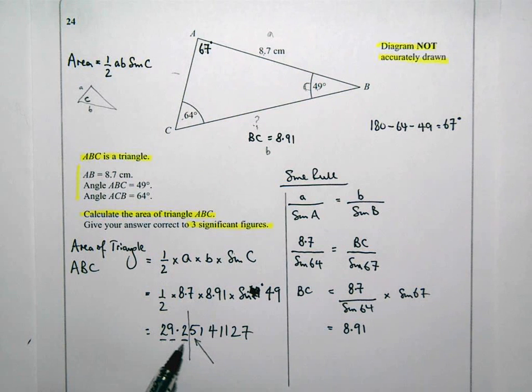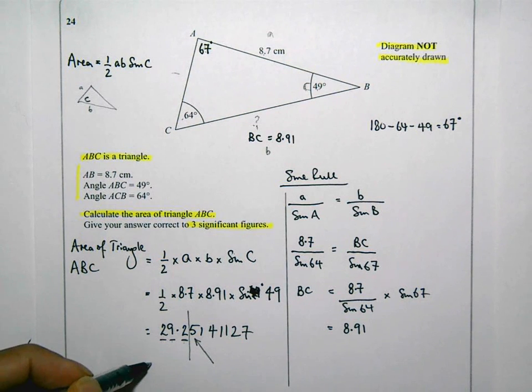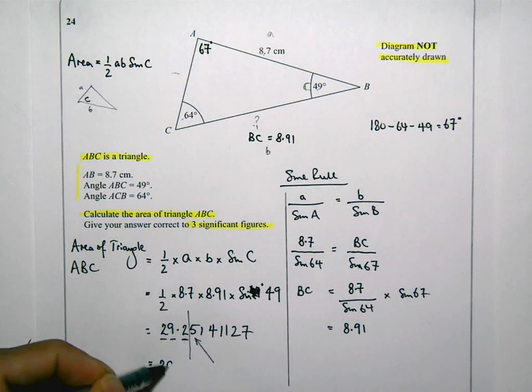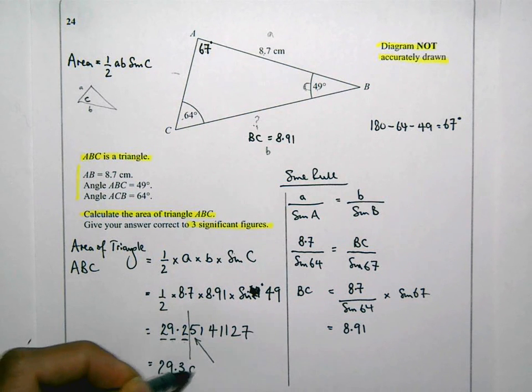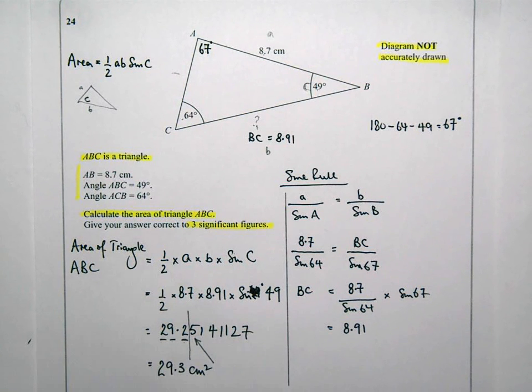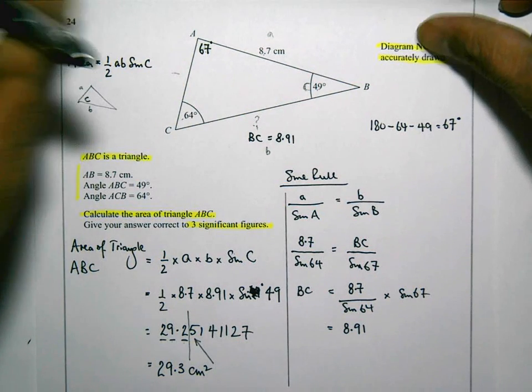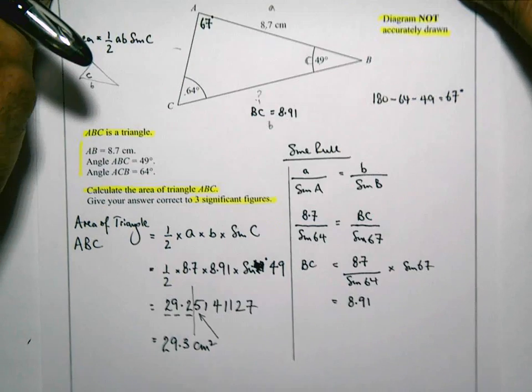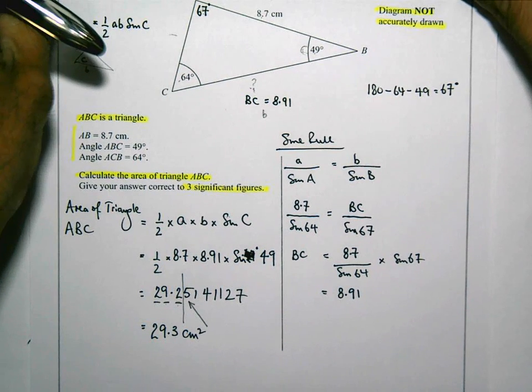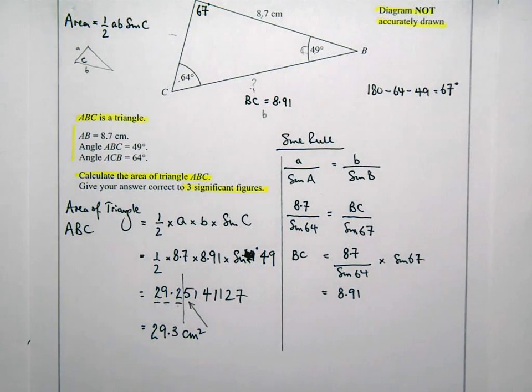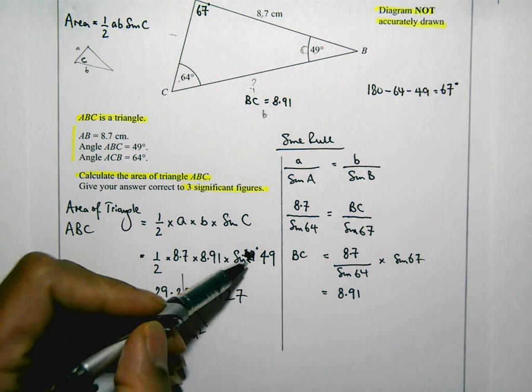So my final answer is 29.3 centimeters squared, and that's what I write in the answer space, 29.3 centimeters squared. Just raising that up so you can see it. That's it. Now, this is my complete solution for this question. Right, I made a little bit of a mistake here, but it just basically means sine of 49.